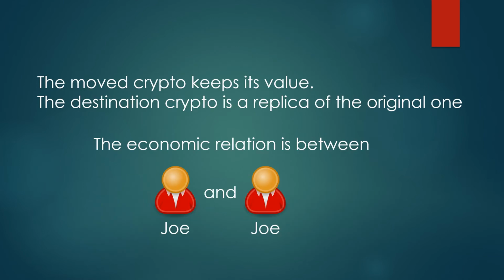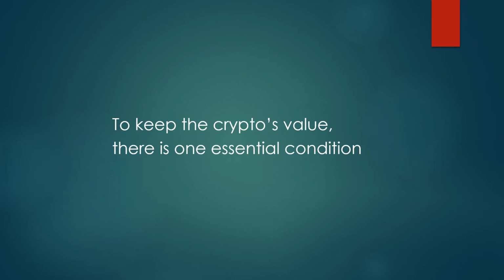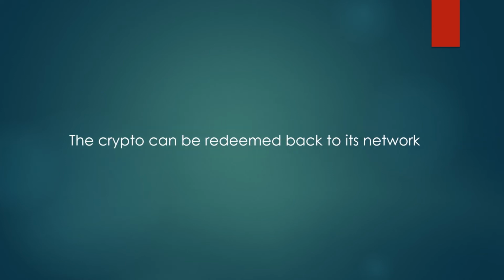So the economic relation here is different. It's between Joe and Joe. And the moved crypto keeps its value. So the destination crypto is simply a replica of the original one. To keep the crypto's value, there is one essential condition. The crypto can be redeemed back to its original network.